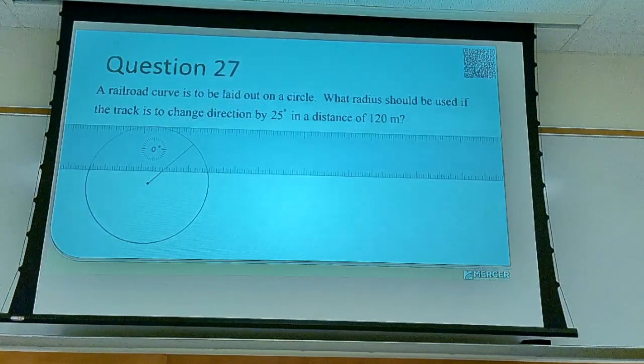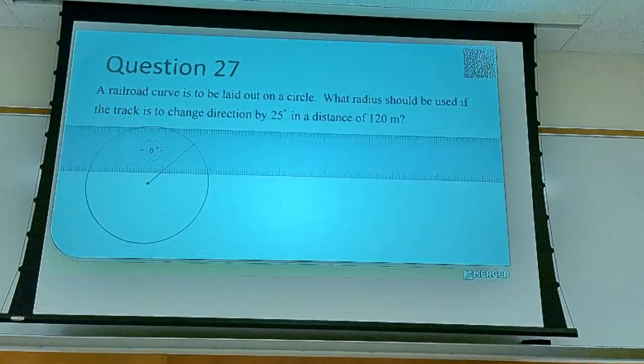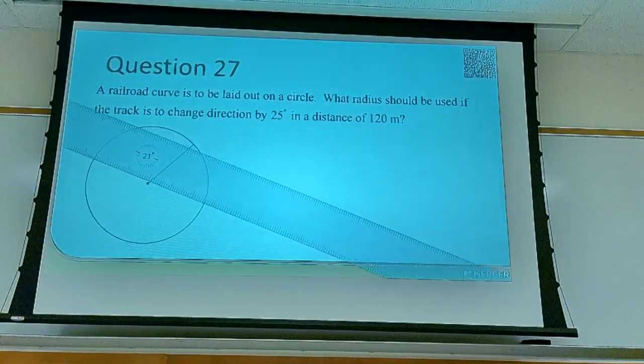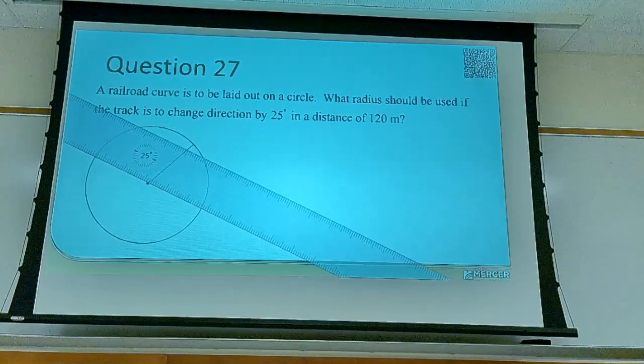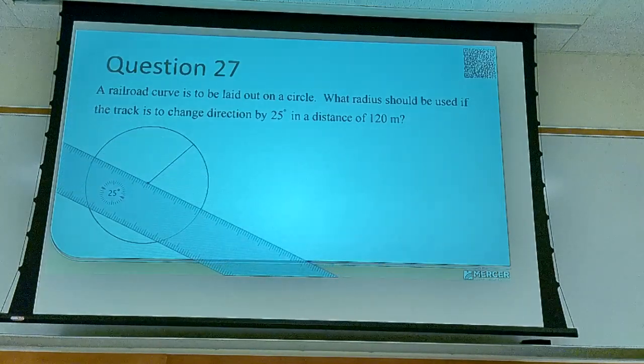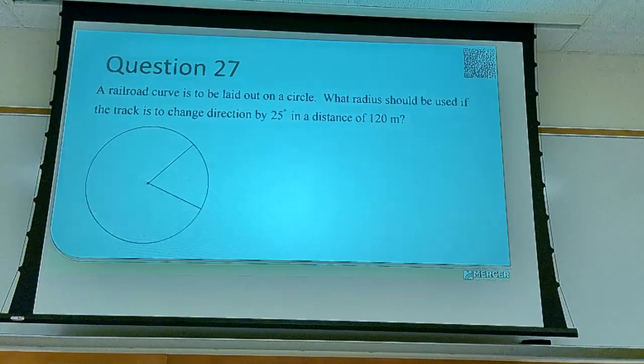Well, that was 45, so I just need to go another 25. So there. I'll set that up as my subtended angle. So we want to cover the ground at 25 degrees, and this has to be 120 meters. We want the radius.